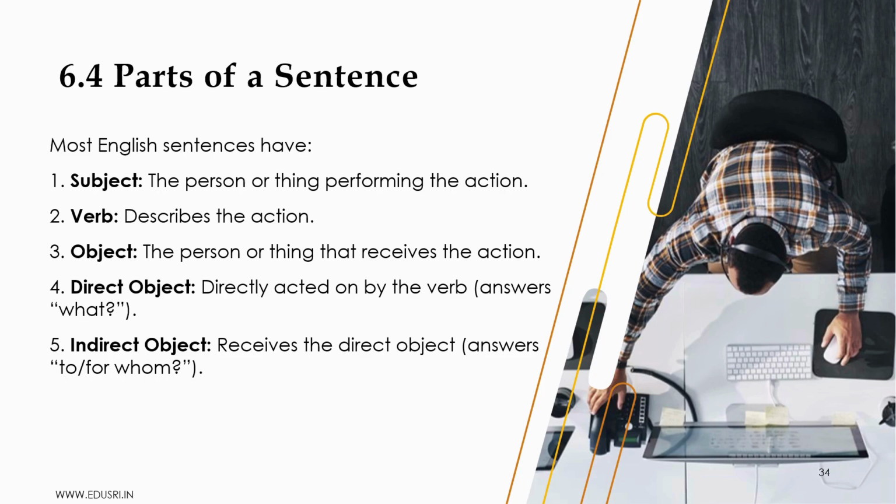A direct object answers the question, what? It is acted on directly by the verb. An indirect object tells us to whom or for whom the action is done, receiving the benefit of the direct object. Understanding these parts helps in building clear and meaningful sentences.